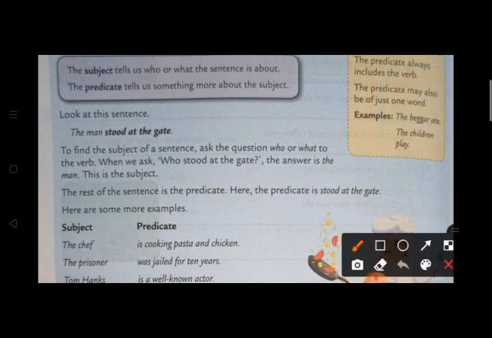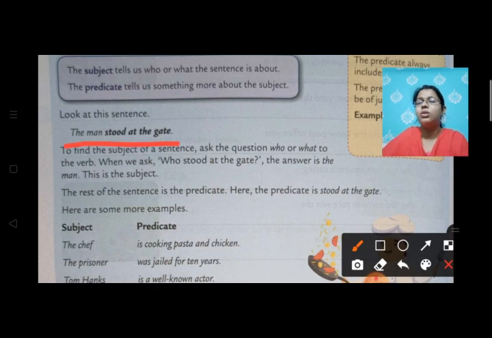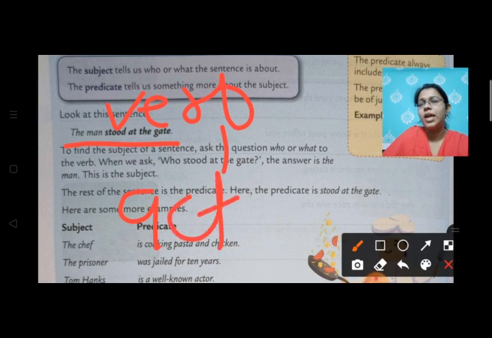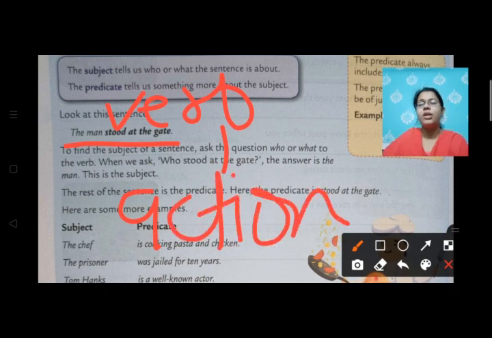Now if you see the sentence, students, the man stood at the gate. Now you need to find out the verb in the sentence. ठीक है, सेंटेंस का वर्ब कौन सा है? stood, right? stood is the verb, खड़े रहना, right? The man stood at the gate. Now who is carrying out this action? ये जो एक्शन है ऑफ स्टैंडिंग, राइट, ये एक्शन कौन कैरी आउट कर रहा है? हु इज़ कैरिंग आउट दैट एक्शन? दैट एक्शन इज कैरिड आउट बाय द मैन.